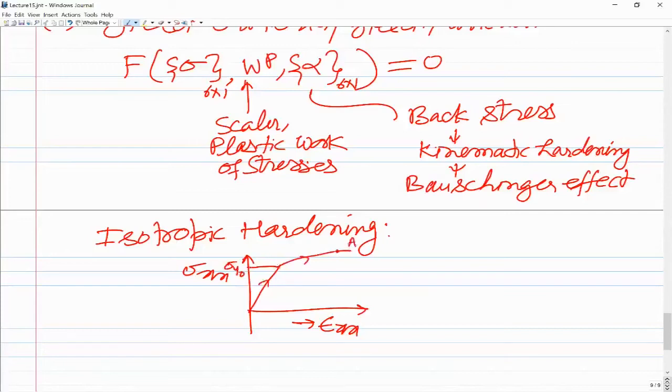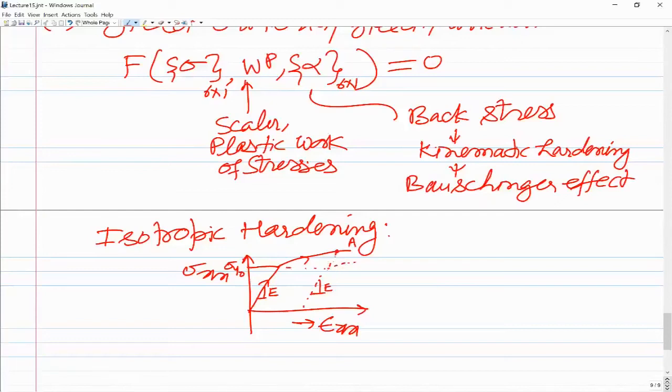And now there are two things. If you unload this, the slope of this graph is E, and the slope of the unloading line will also be E. And if you reload, the subsequent yielding will start only at the stress corresponding to point A. It will not start at sigma y naught. So the yielding will not start over here, but yielding will start at point A.